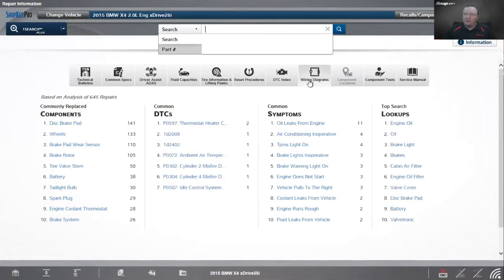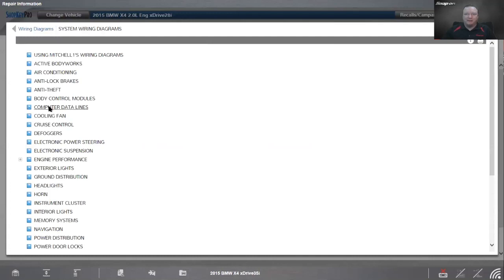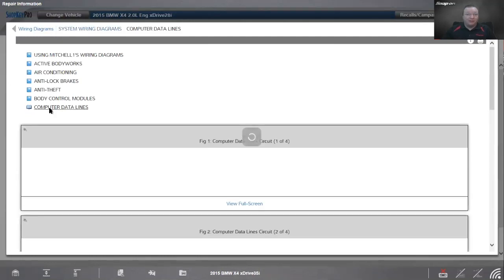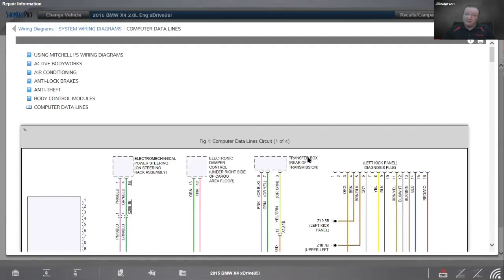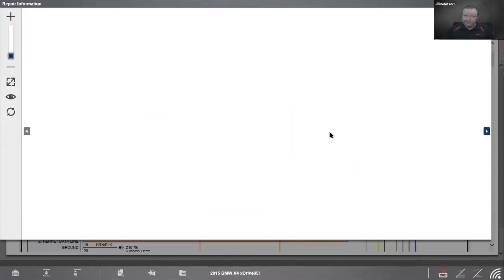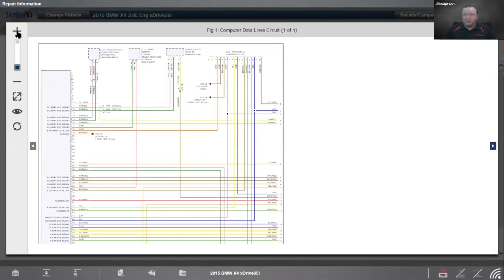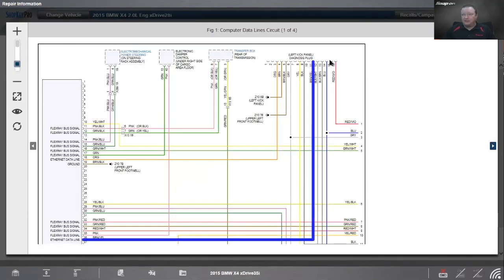All right, so I'm going to pull up wiring diagrams here out of ShopKey, and I want to look at my computer data lines, because that is where all my network stuff lives. All right, so here's my network, four panels for the network. And here's the diagnostic plug. So let me open this up a little more. Here's the diagnostic plug. So most of the networks on this vehicle, you'll be able to tap in through the diagnostic plug. There are some internal ones you won't be able to.